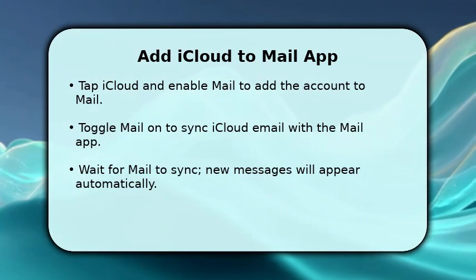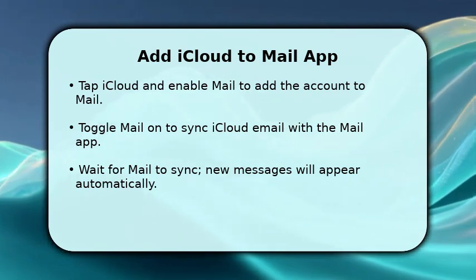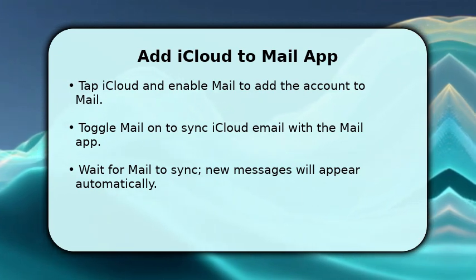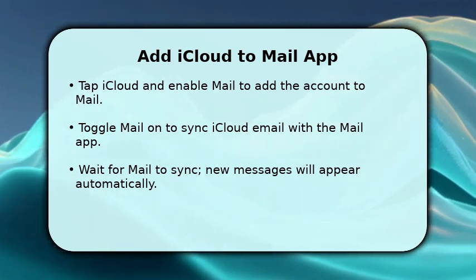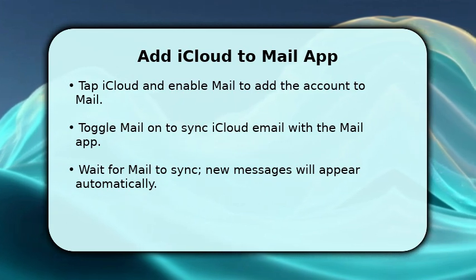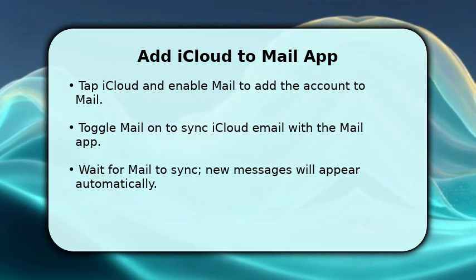In Settings, tap iCloud to view synced apps and services available. Find Mail in the list and toggle it on to add iCloud to the Mail app. When prompted, enter your iCloud password to confirm and allow Mail access to your account. If asked, approve any two-factor authentication codes on a trusted device to complete sign-in.